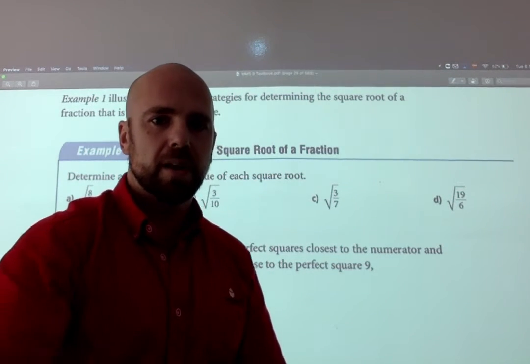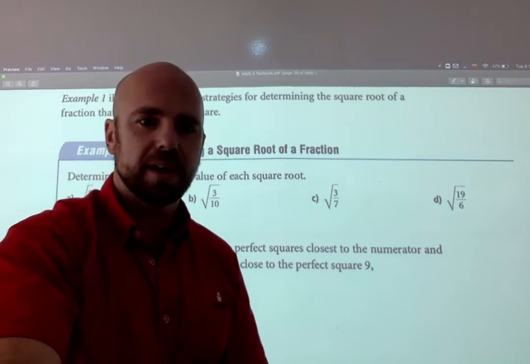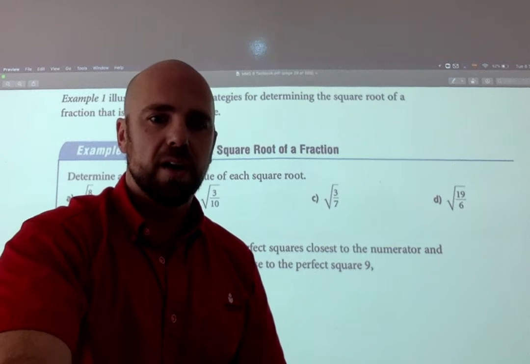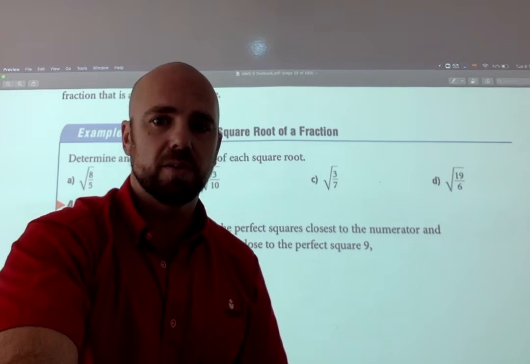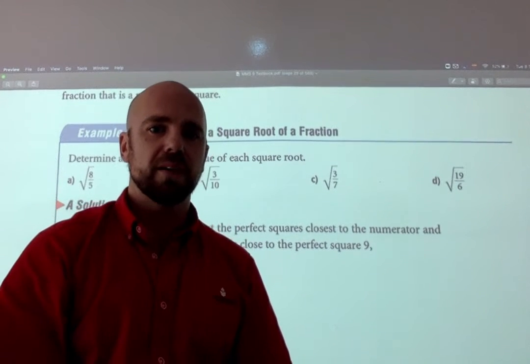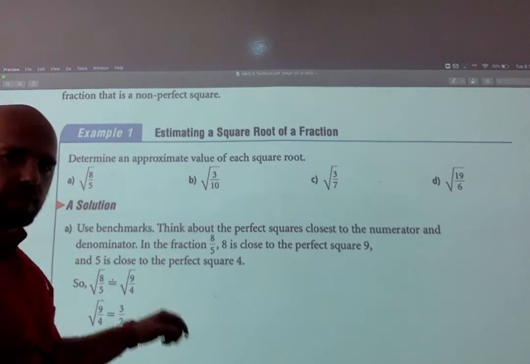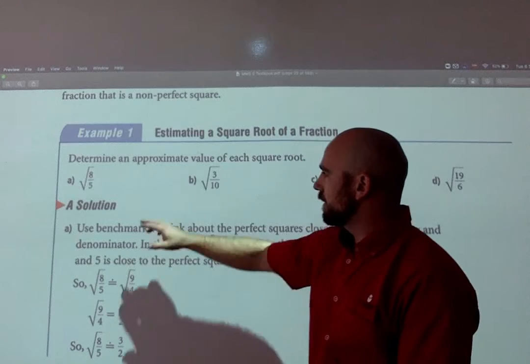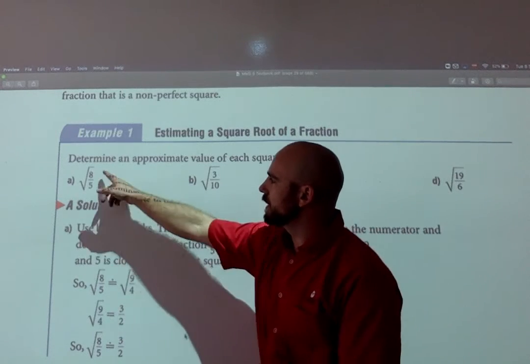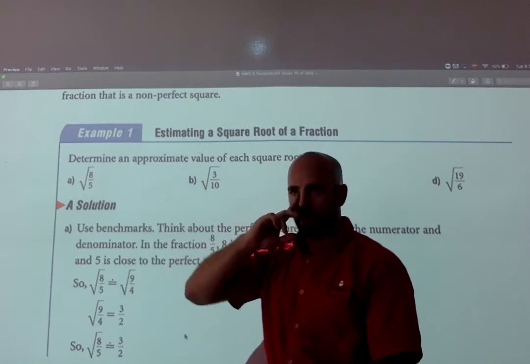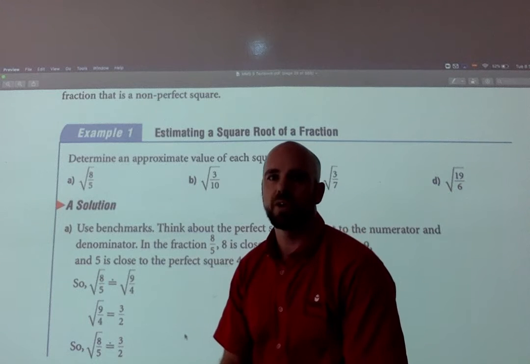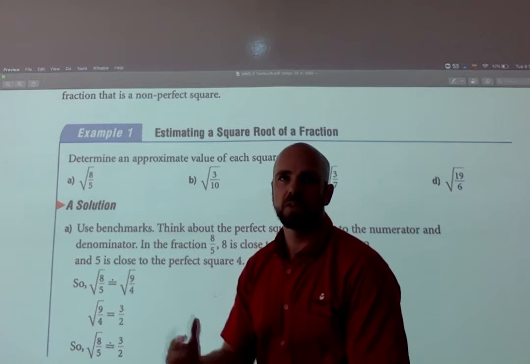Here we go. So what we can do is try to use benchmarks. So we have the first question here, A. Okay, I'll come to the other side, sorry. It's asking, what's the square root of 8 over 5? Well, what's something close that we know?